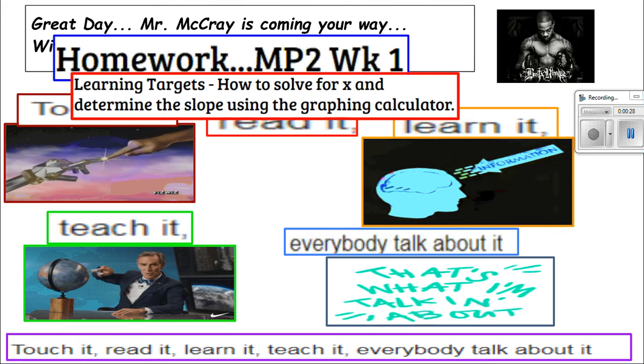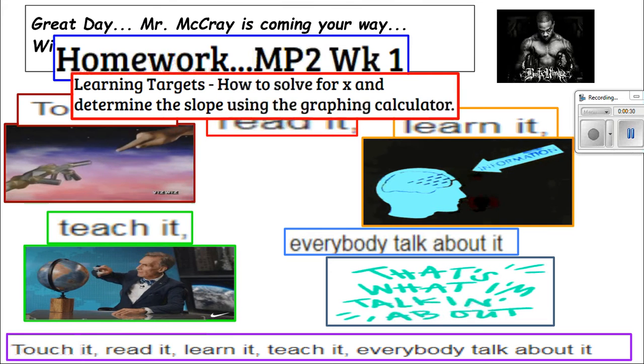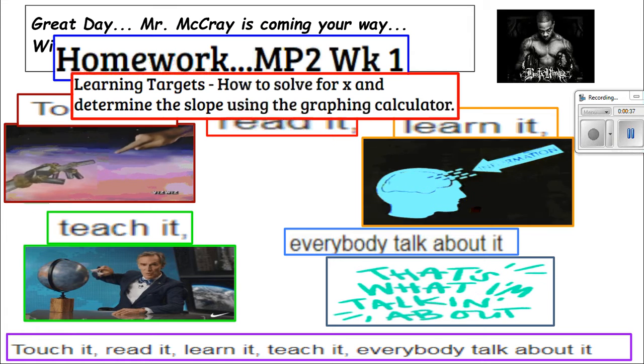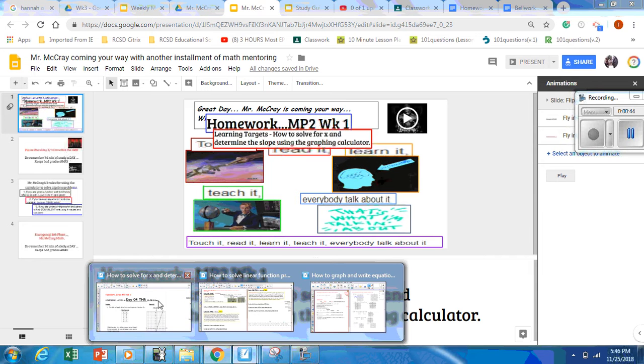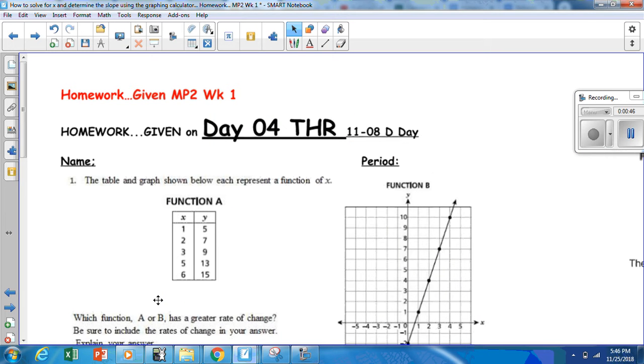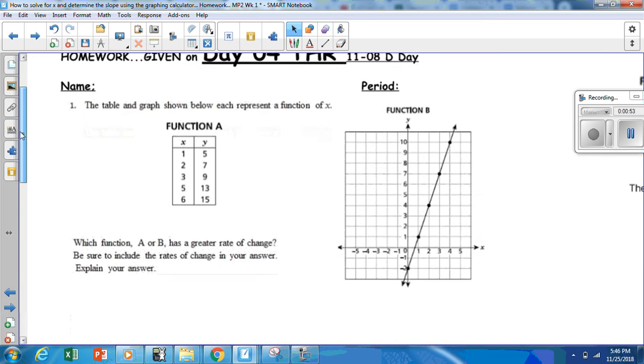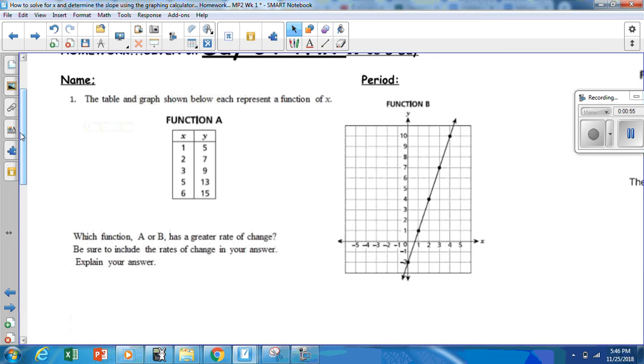Okay, where we left off, we're looking at homework from day 4, Thursday. I'll read it aloud as you read it silently. The table and the graph shown below each represent a function of x. So we have function A, which is a table, function B, which is a graph. The question is, which function, A or B, has the greater rate of change? Be sure to indicate the rates of change in your answer when you explain your answer.